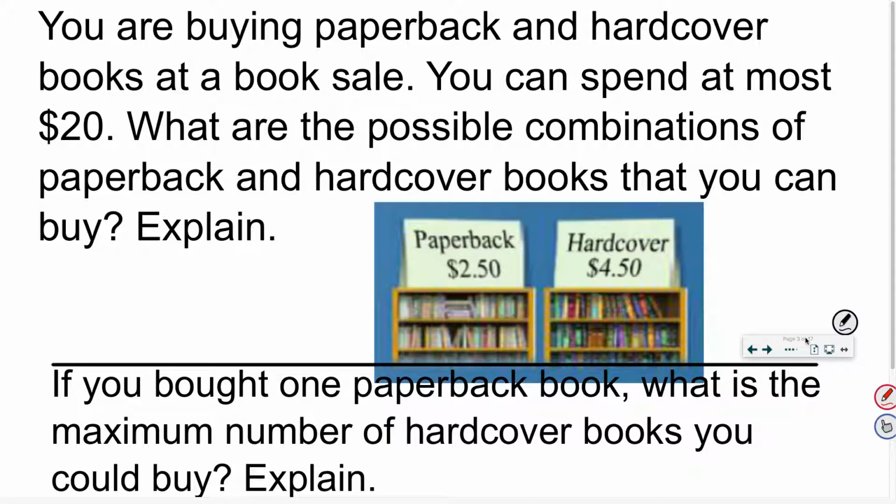3. Why 3? Because if you subtract 2.50 from 20, it gives you 17.50, and then you can only get 3 if you multiply 4.50 times 3. Good job. Would I pay exactly 20? No, I would have some change. But the problem is on that 4th book, I would be over $20. So 3 books would be my limit.